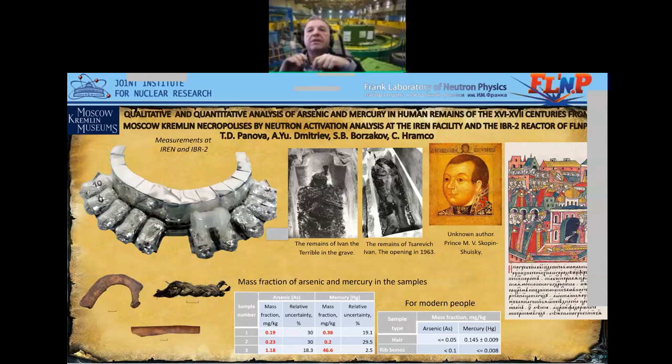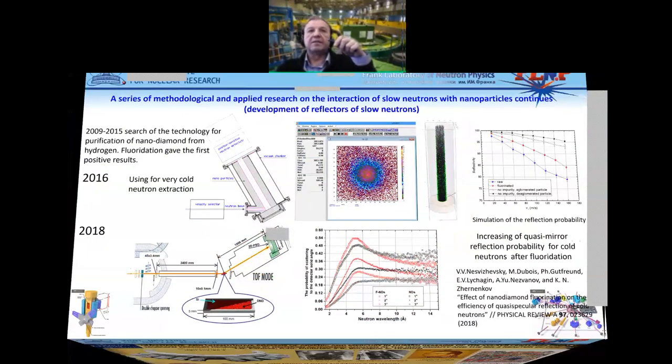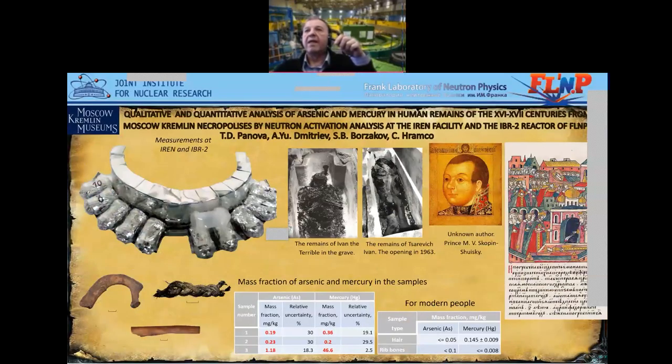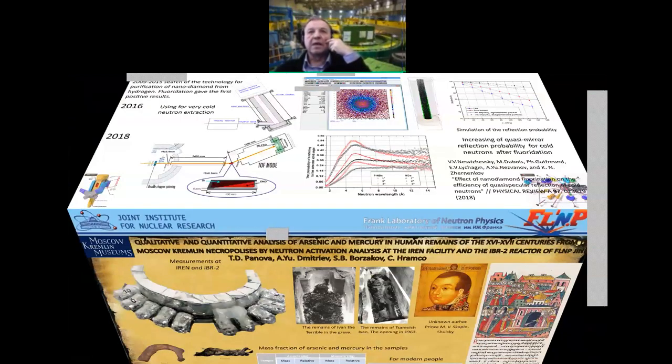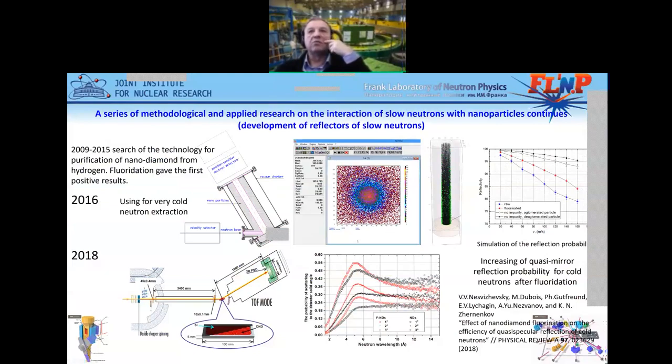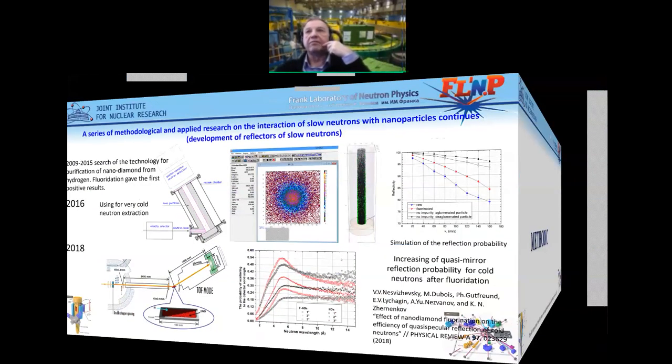in order to measure the concentration of arsenic and mercury in these remnants. The results of our research give us an answer that the concentration is extremely high, so most probably these three persons under investigation had a very high concentration of both arsenic and mercury, and most probably these persons were poisoned. And these are unique results, and some of them were obtained for the very first time.